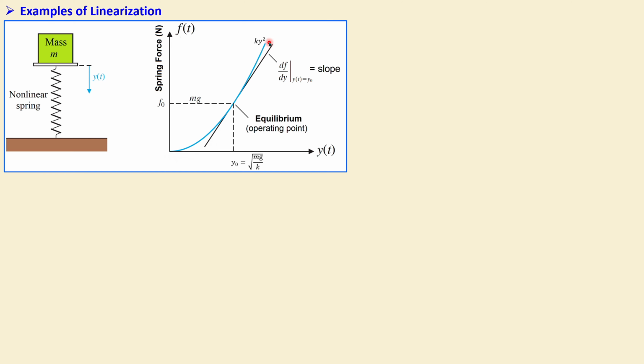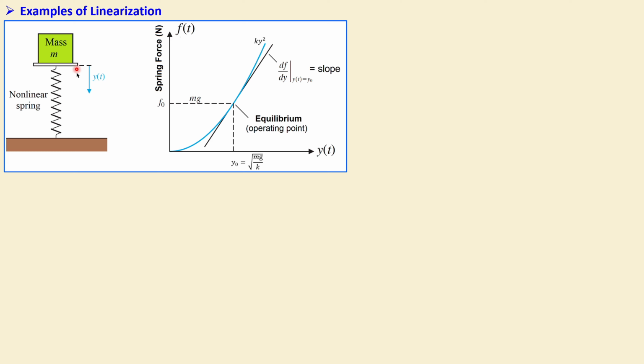Now, the blue line is actually the formula k times y squared for the spring force, but it is non-linear. You can see that it is y squared, it's not y. So normally we will say it is k times y for the spring force. So if we select the equilibrium point or the operating point at this point, then we will have this as our y0 and this our f0.